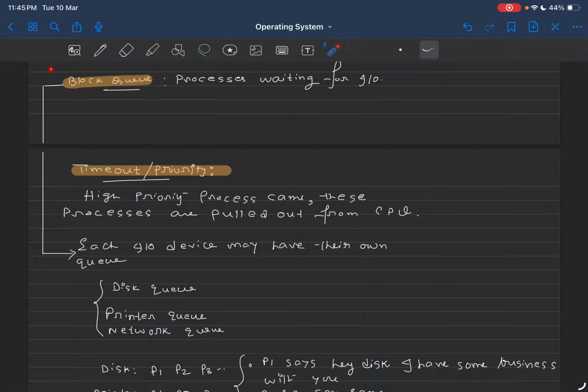So now we will be seeing this block queue. What do you mean by block queue? I will be answering. Let's say a process is busy with an IO operation. In which state does this process belong right now? As we have already seen, when a process is busy in an IO operation, the process is in the block state. This block queue maintains all the processes that are busy in IO operation.